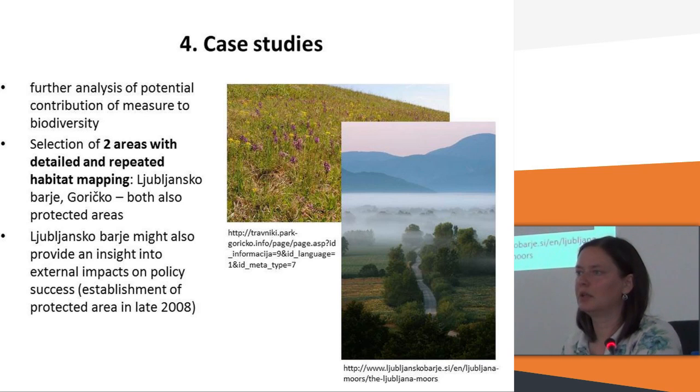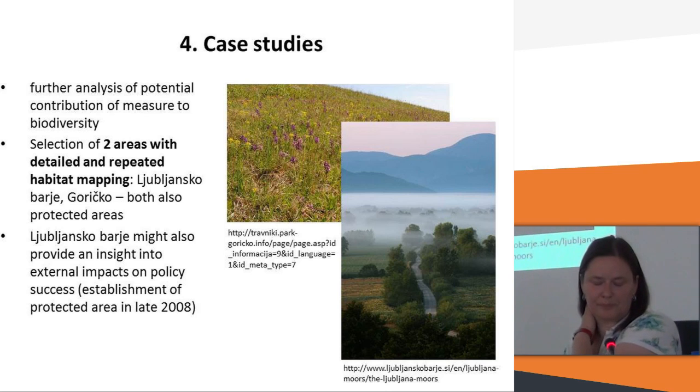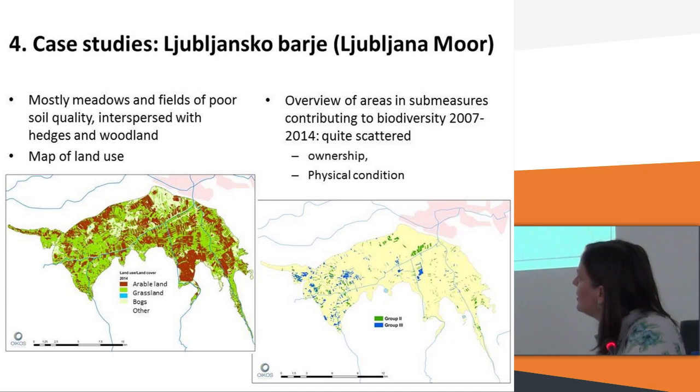Goričko is a park in the head of the chicken, let's say, to the northeast, on the border with Austria and Hungary. It's also a trilateral park, so we are going to see there the data which the park authorities have collected. For Ljubljana Marshland, I have here some images. We did the land use analysis, so we can see here brown are the fields, the arable land. The green is mostly grassland, wet meadows. Blue, there are some blue dots which are bogs, and so on.